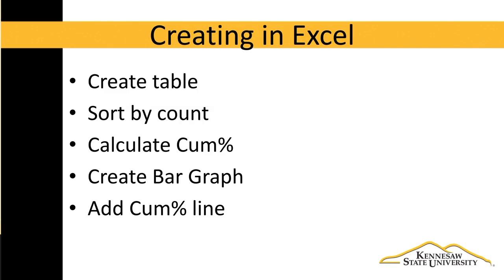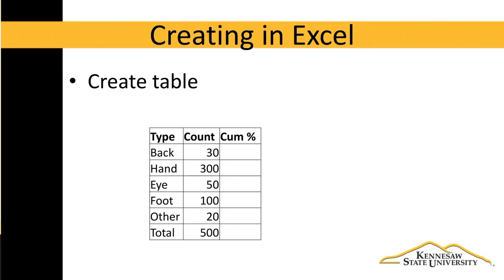We'll talk briefly about how to create Pareto charts in Excel. These are the major steps for creating a Pareto chart in Excel. We'll go through each one of them. The specifics of the steps may vary depending on what version of Excel you're running. This is the data from the injury by type example. First, determine your categories, then collect the data. Notice that the injuries are in random order.